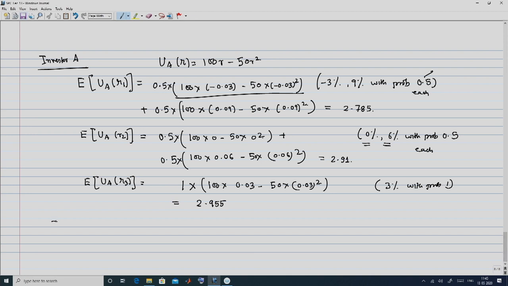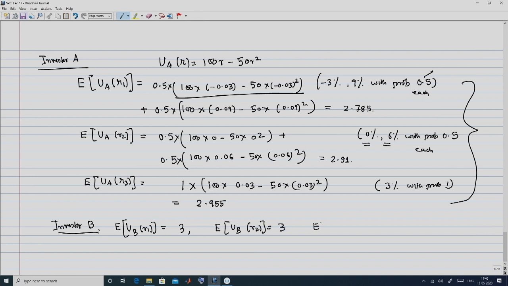Alright, so you can actually carry out a similar exercise for investor B and C. In this case, it's the same exercise as investor A, except that you just change the utility function. For investor B, it turns out that the expected utility in case of R1 is equal to 3, the expected utility in case of R2 is also 3, and expected utility in case of R3 is also equal to 3.